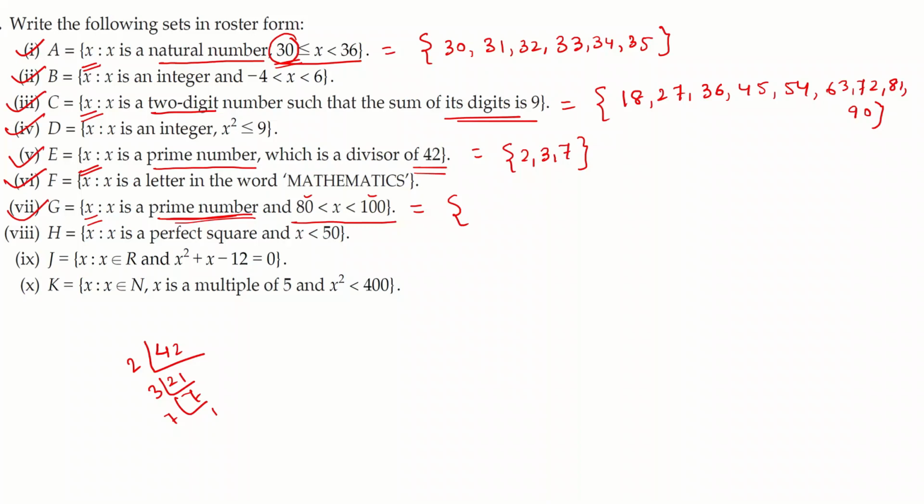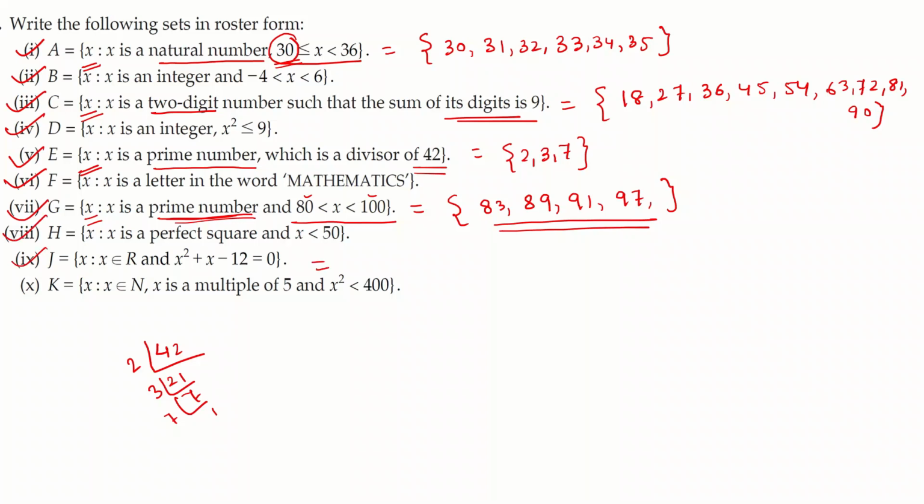So the first number is 83, I guess. 81 is divisible by 3 and 9. 83 is a prime number. Then 85 is not. 87 is divisible by 3. 89, I guess, is a prime number. Then 91 is not. 93 is divisible by 3. 95 is not. 97 is again a prime number. 99 is divisible by 11. So that's it. I think these are the four numbers which are prime and which belong to this set. They are between 80 and 100. Question number 8 is homework.